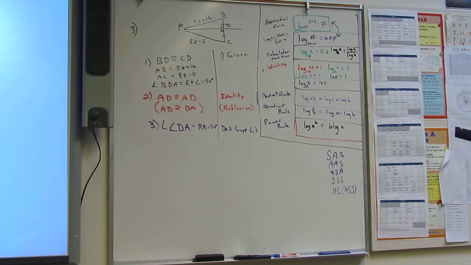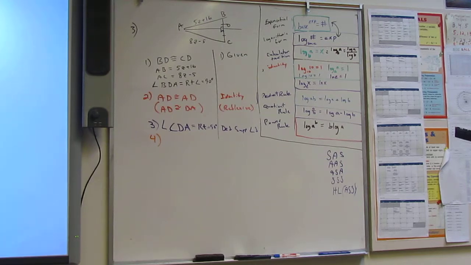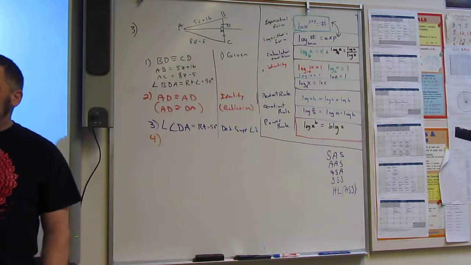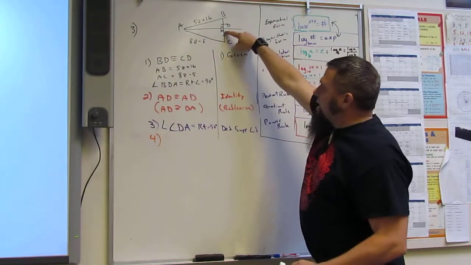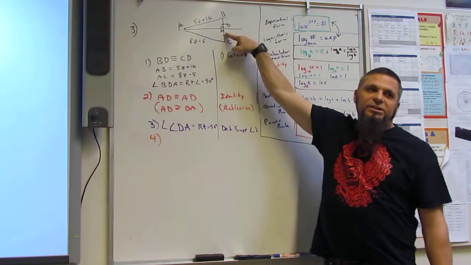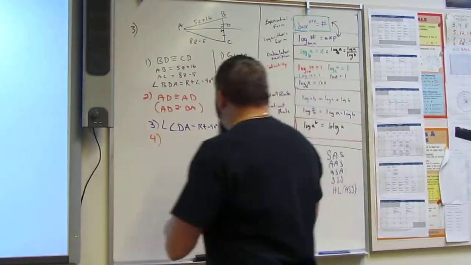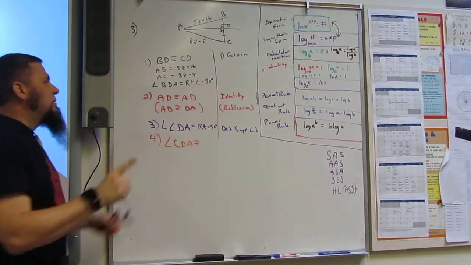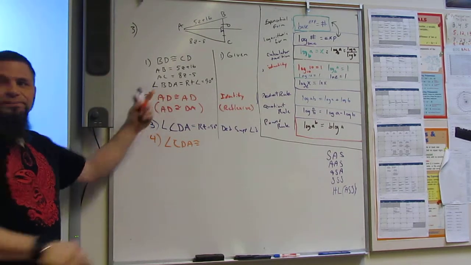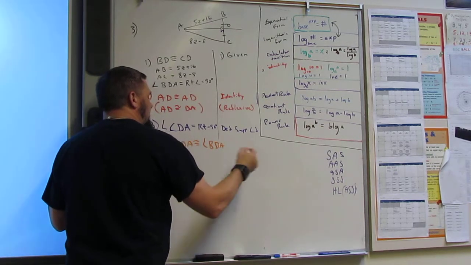All right, number 4. What's number 4? So I know I have this angle 90 degrees. Did I prove that it's congruent? Not yet, right? So now I can say angle CDA is congruent to what angle? BDA, right? Angle BDA. Why?